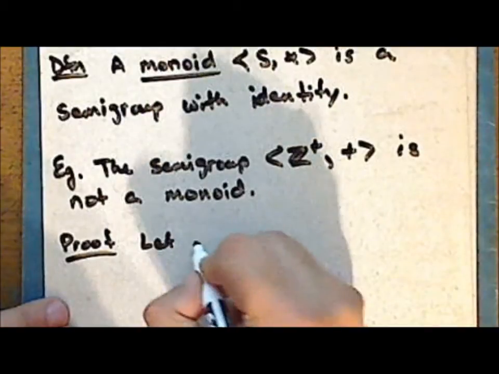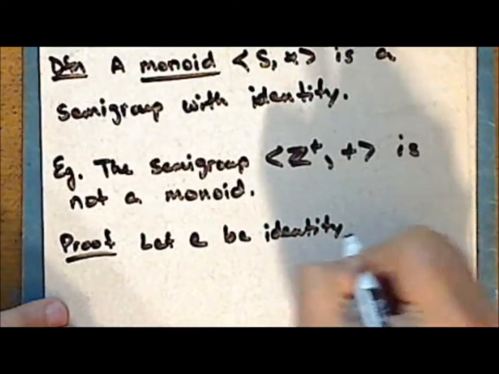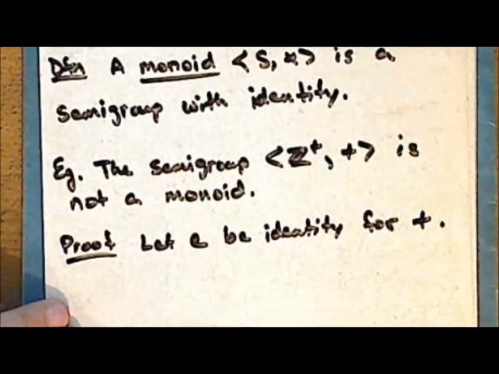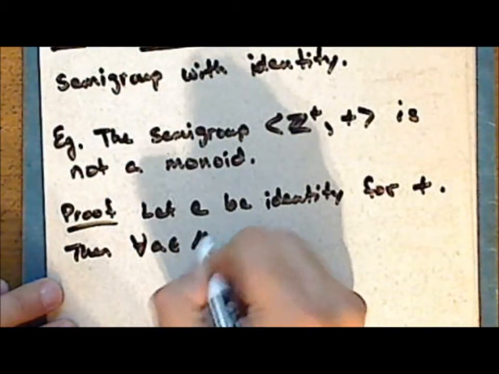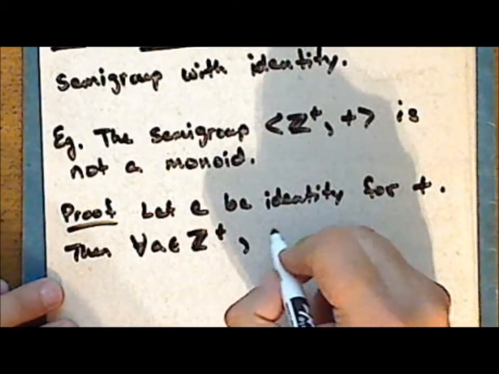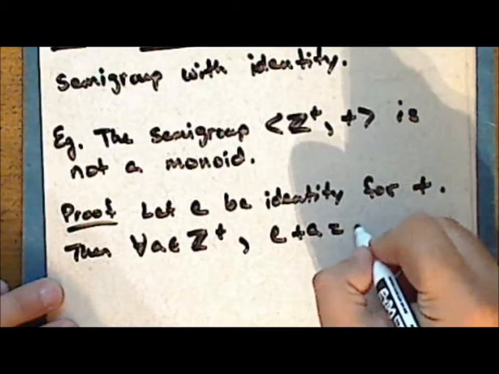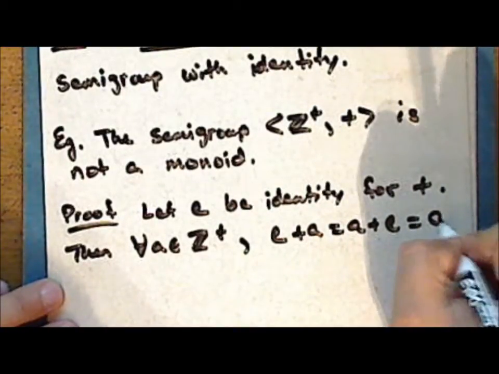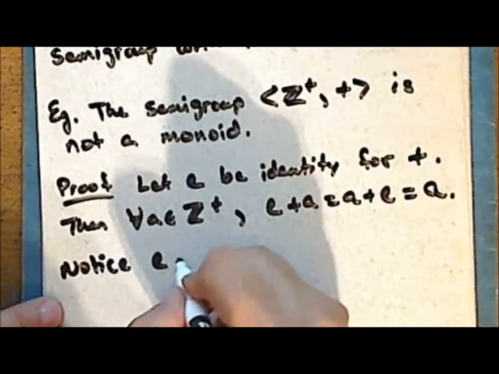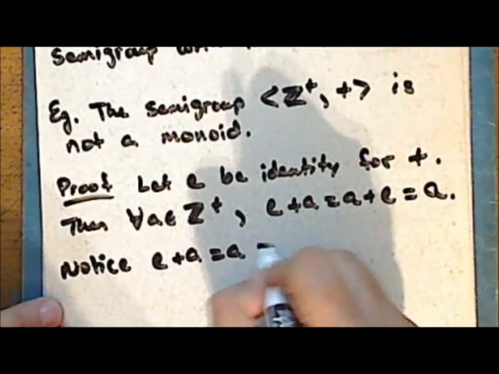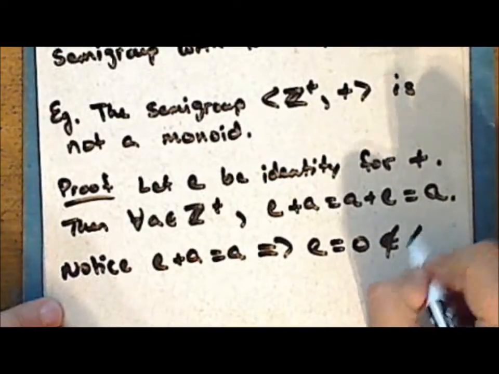So let E be the identity for the operation of addition. Then, for every element A in the set of positive integers, we have that E plus A is the same as A plus E, which is that element A. Notice that E plus A equals A implies that E is the number 0, and 0 is not in the set of positive integers.